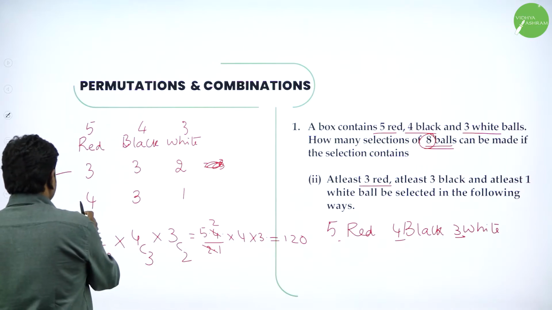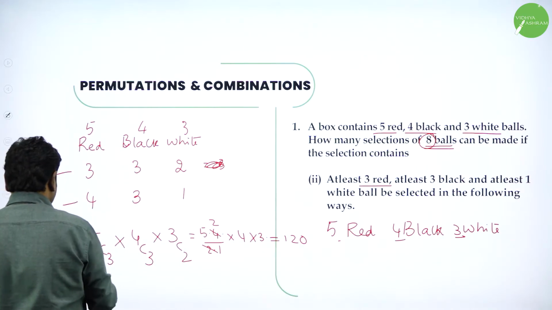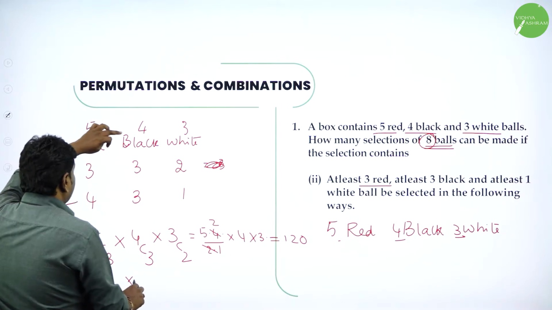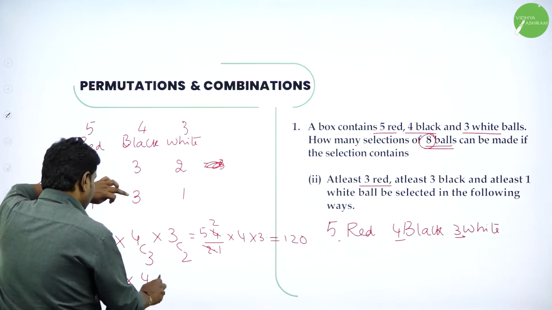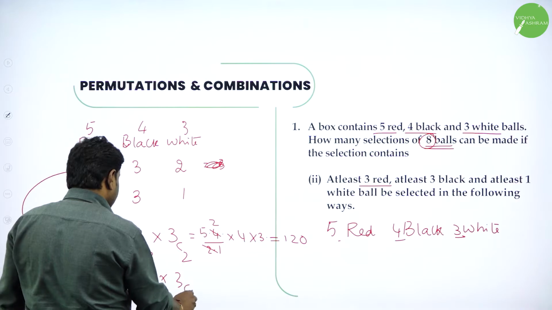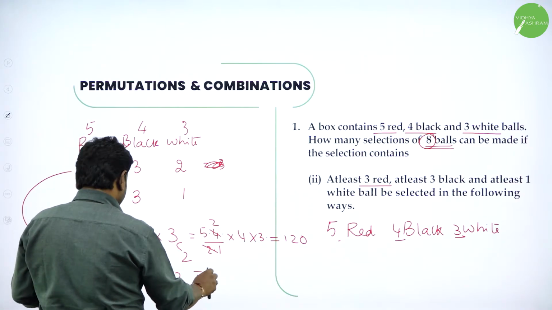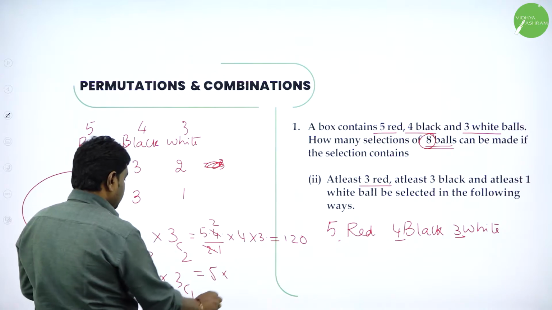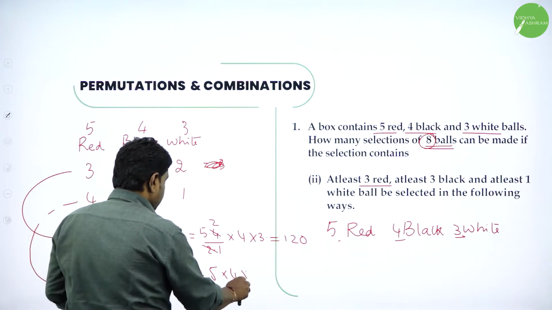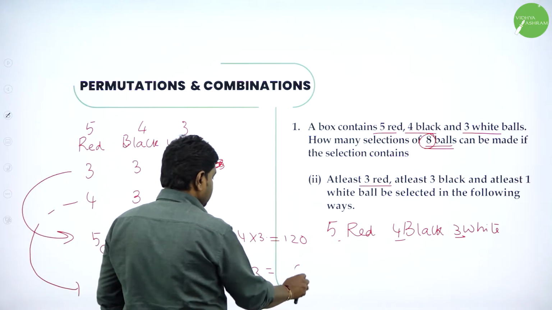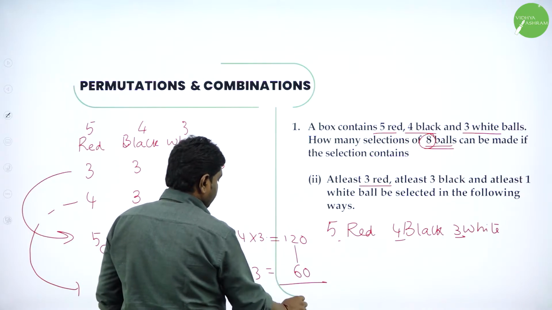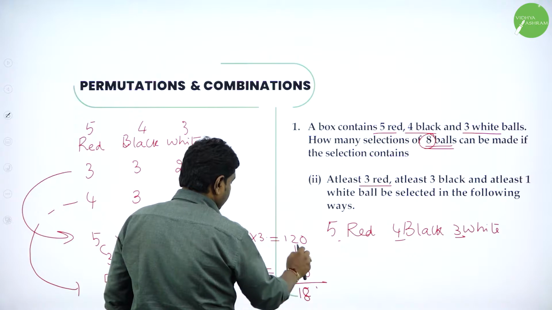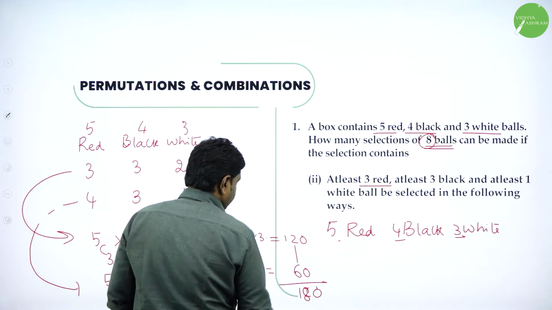The second case: out of 5, you can select 4 in 5C4 ways. Out of 4, select 3 in 4C3 ways. Out of 3, 1 can be selected in 3C1 ways. 5C4 is same as 5C1, that is 5. 4C3 is 4C1, that is 4. 3C1 is 3. 5 4s are 20, 20 3s are 60. Total we have 180 ways, if you add 120 plus 60.